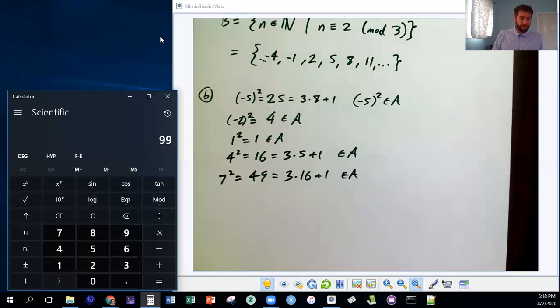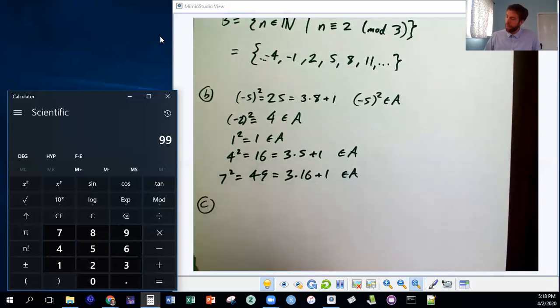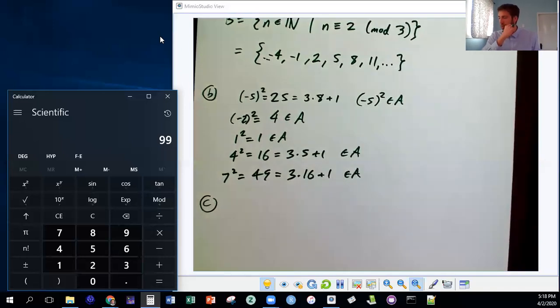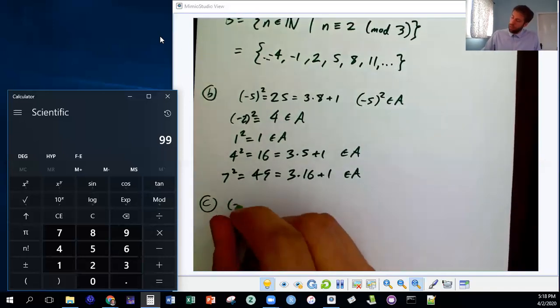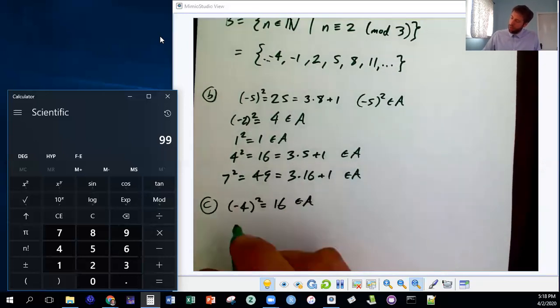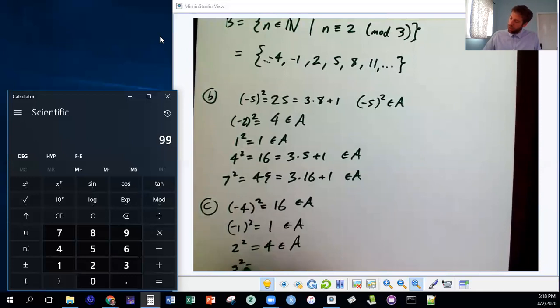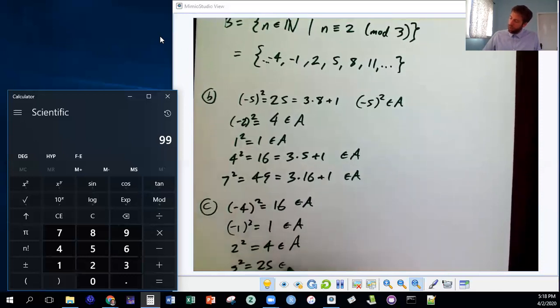Part C, or part number 3. Square 5 different integers from B, determine the remainders. Okay, so things from B. We've got several examples. Let's start with -4. -4 squared equals 16. We already showed that was in A. Okay. -1 squared equals 1. That's in A. 2 squared, that's 4. That's in A. 5 squared, that's equal to 25. We already established that's in A.